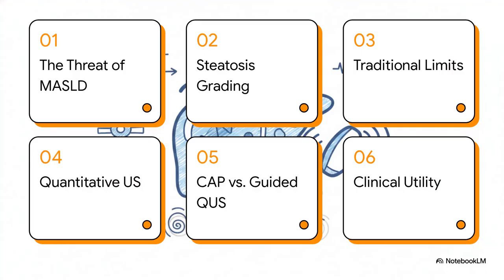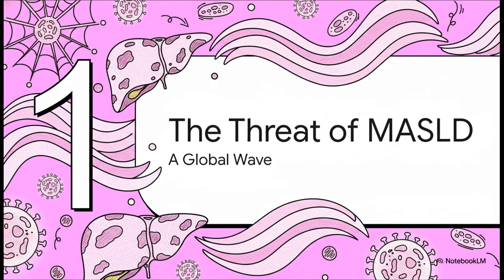Here is our quick roadmap for today. We'll be covering the threat of MASLD, steatosis grading criteria, the limitations of traditional assessment, quantitative ultrasound as the solution, comparing CAT versus guided QES, and finally, the practical clinical utility for physicians. First up, Section 1, the threat of MASLD.